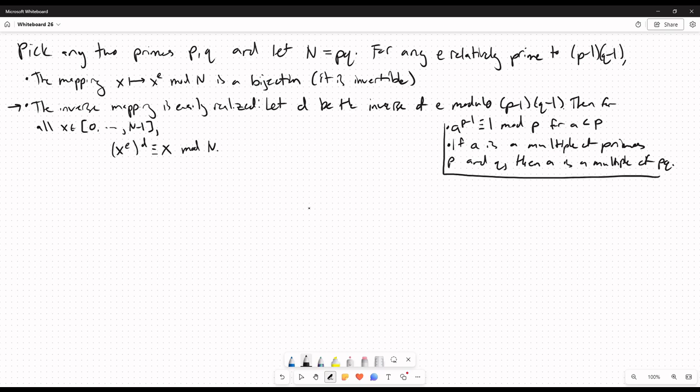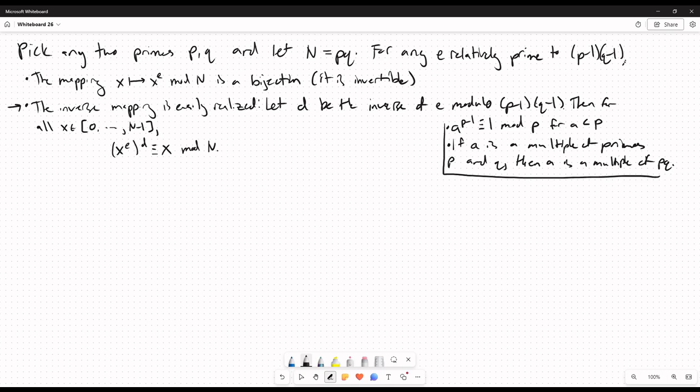In this video, we're going to show the key property behind RSA encryption. Show that it's actually true. That is, pick any two primes p, q, and let n equal p times q, for any e relatively prime to (p minus 1)(q minus 1). First, the mapping from x to x to the power of e mod n is a bijection. That just means it's invertible. I have some way of undoing this. And the inverse mapping, the way that I undo it, is easy to find.